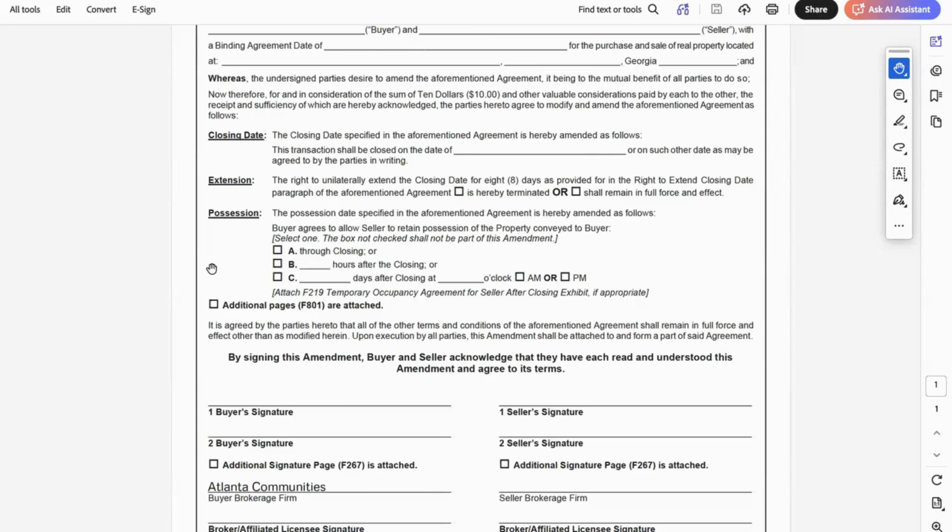Option A, meaning seller stays in the home until closing occurs. At closing, seller leaves, buyer gets possession. This is the most common situation.